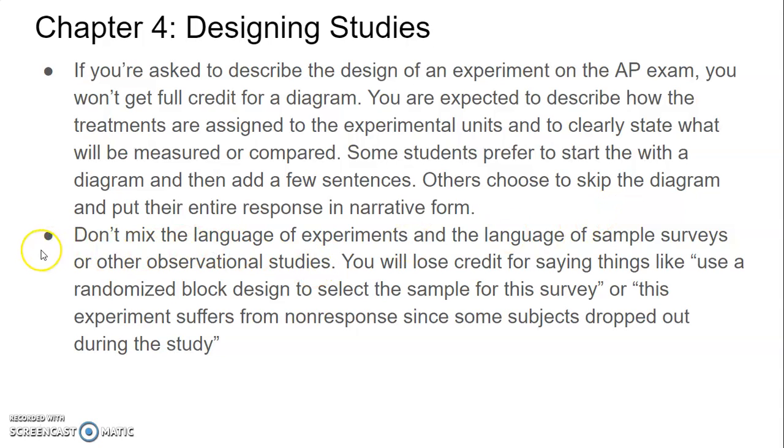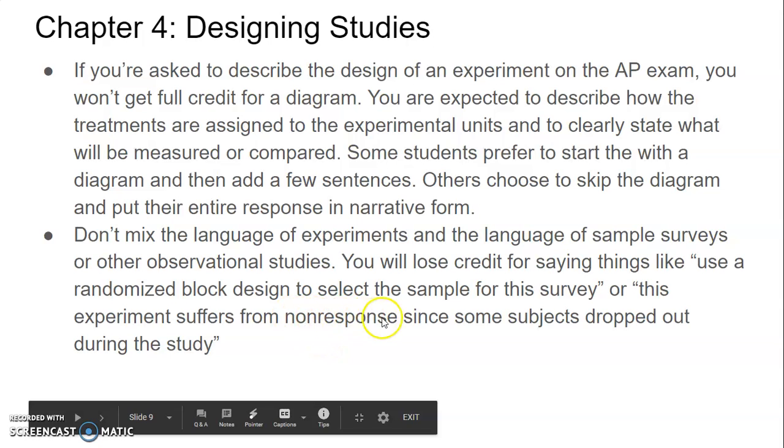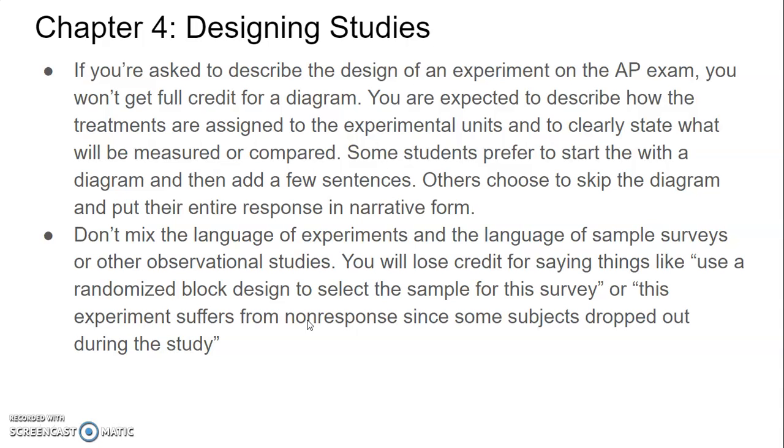And then the really big thing, since there's a lot of vocabulary in chapter 4, is just make sure that you know the differences between experimental design words and observational study words. What's the difference between an experimental design and a sampling method? Just be very careful about that. Again, a block design is an experimental method, not a sampling method. Non-response is a sampling problem, not an experimental problem.